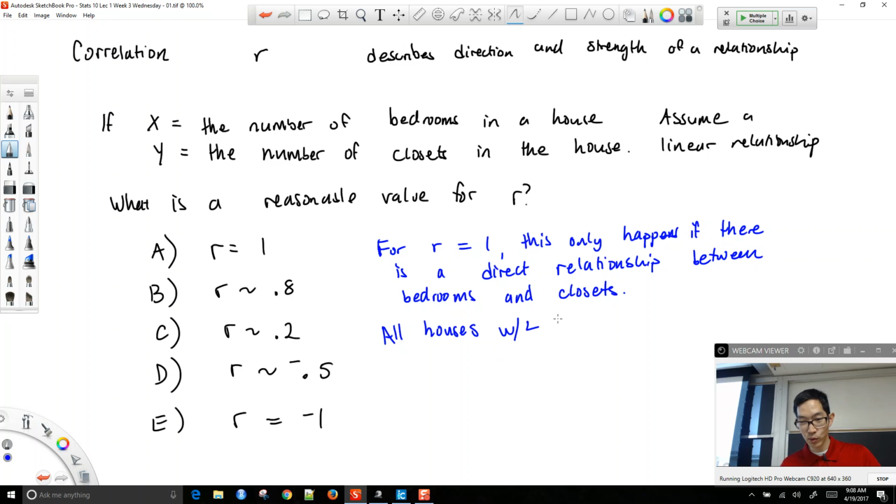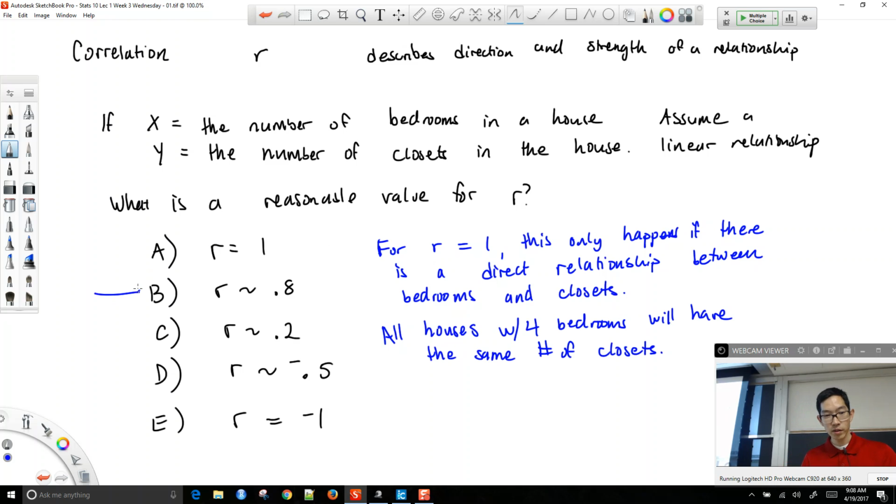I think a strong relationship where the number of bedrooms is positively correlated with the number of closets makes sense, but for it to equal 1, that would mean every single house with 3 bedrooms has the same number of closets, every single house with 2 bedrooms has the same number of closets, and I don't think that's the case. So r equal to 1 is not possible there.